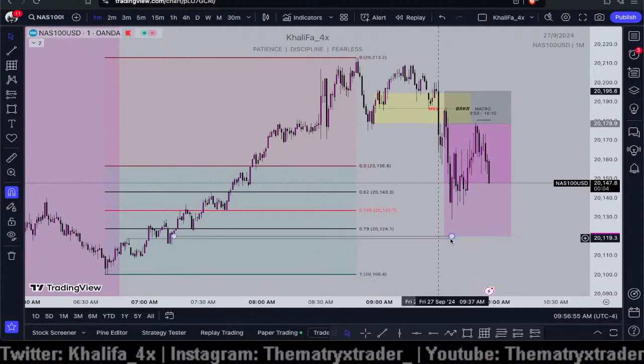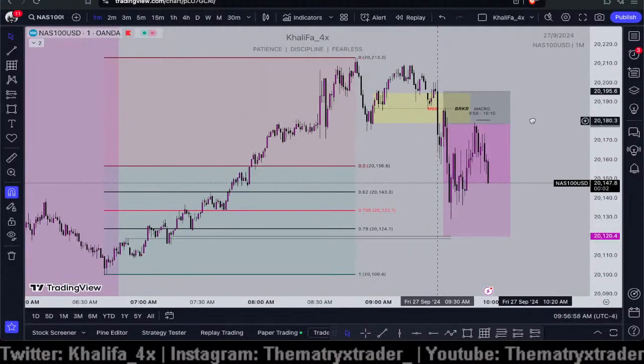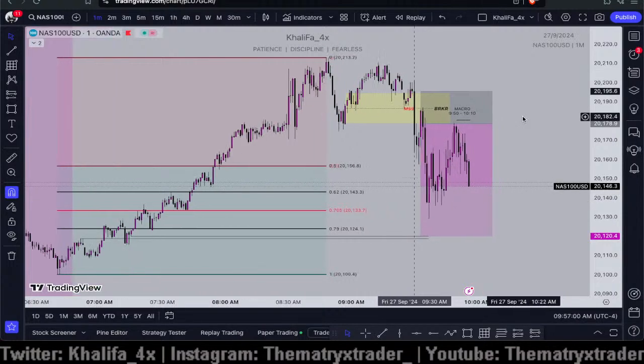Once we tapped into this fair value gap, then we look for buy.